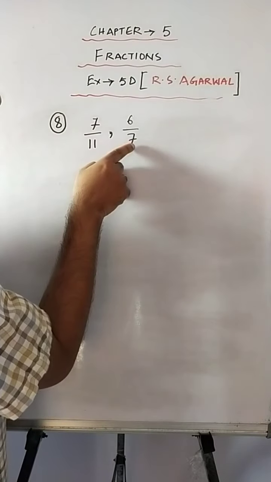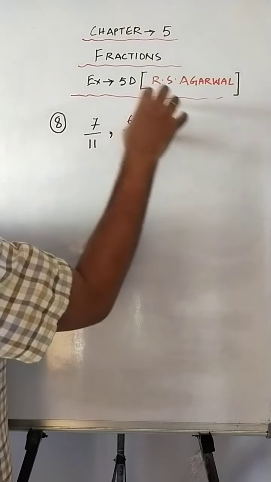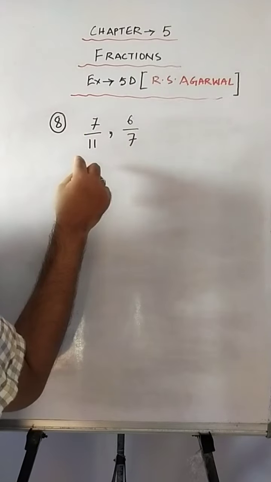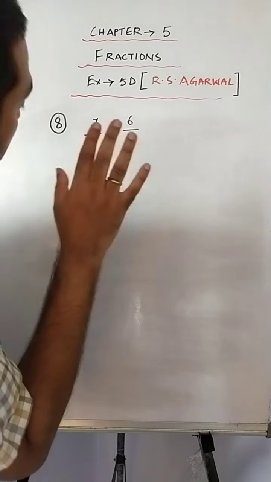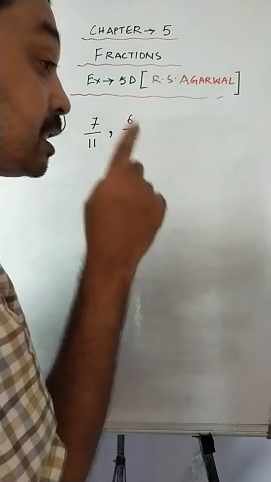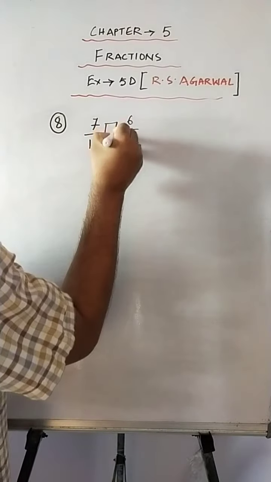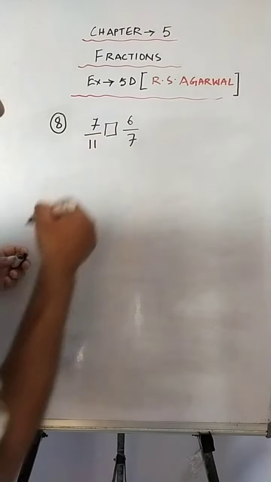I know that most of you students will say, sir, we have to just multiply 7 into 7 and 11 into 6 and we'll see that which side the product is greater. In that way we can say that which fraction is greater. Absolutely right. This is one way of doing it. But this process is only applicable when this particular box is given. Fine, then only you will do this process.